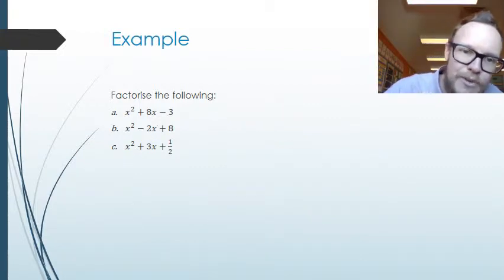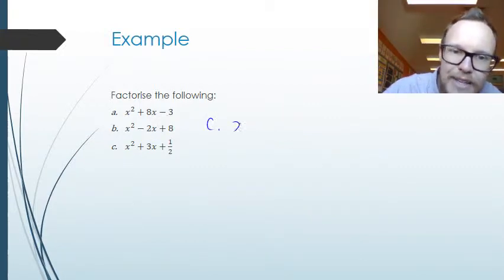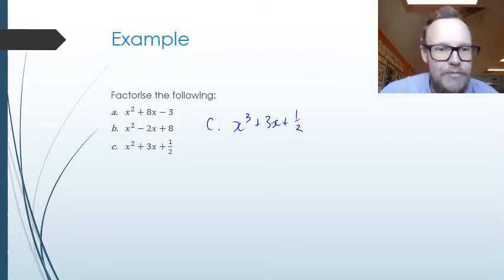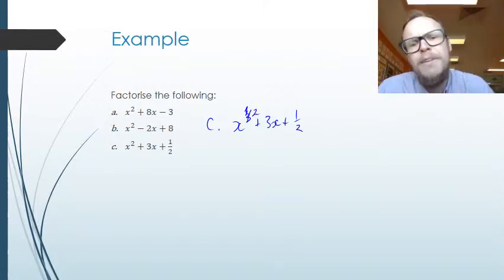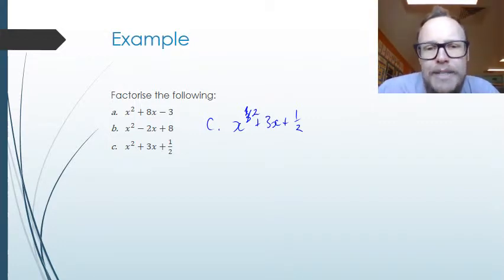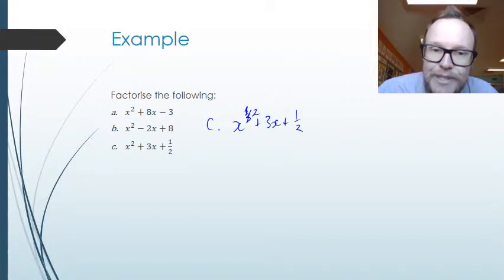Last one we've got here, c. I've got x squared plus 3x plus 1/2. Gosh, x cubed, that's probably not right, x squared. Here it's going to be very difficult finding things that multiply to give a half and add to give 3, I tell you. So let's just go straight to the difference of perfect squares.